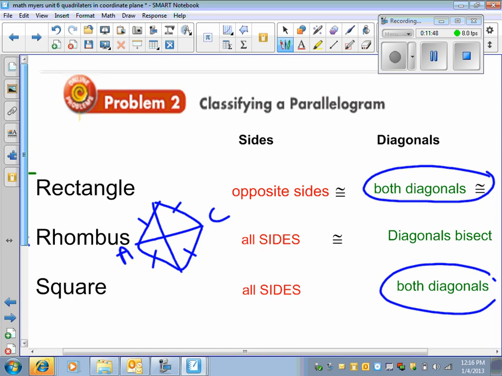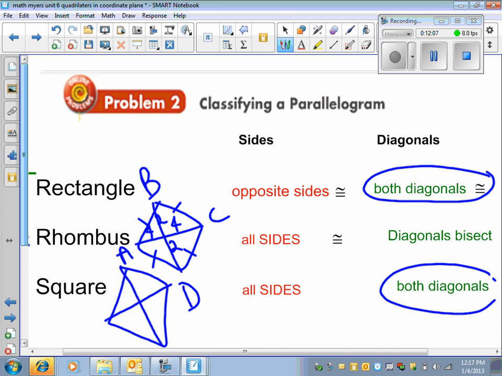Well, not 7, let's go with 8. So that means this is 4 and this is 4. But if I wanted to do B and D, and it is only 2 from here to here and 2 from here to here, if I rewrote this figure, this diagonal would be 8 and this diagonal would be 4.